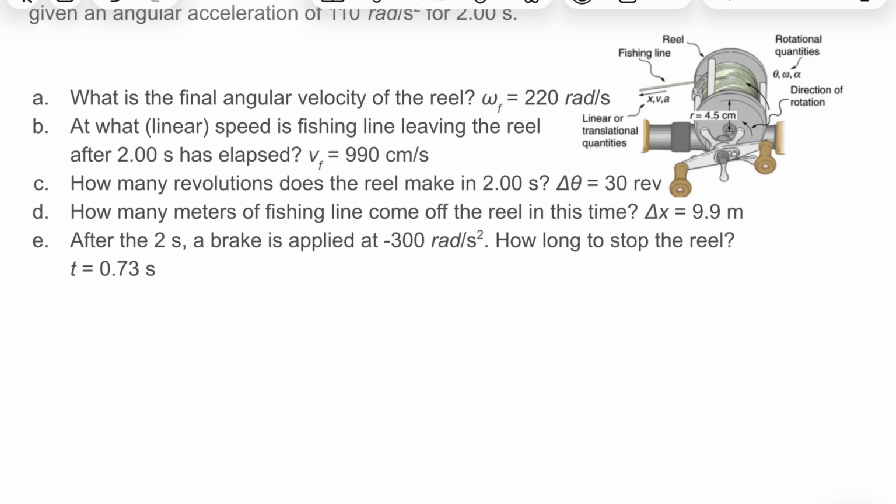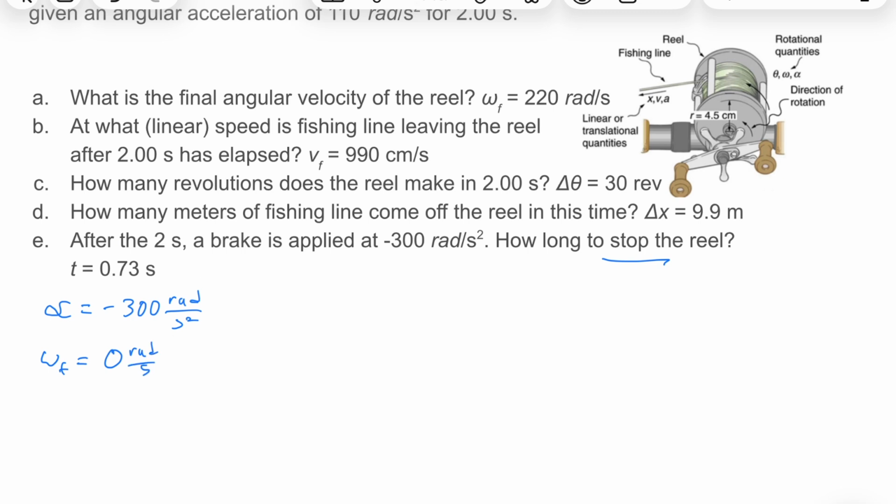All right, and finally, let's think about after that 2-second time interval, if a brake is applied to the line and that brake is negative 300 radians per second squared in angular acceleration, then how long will it take the reel to stop? So we're considering here that we have a brake or an angular acceleration of negative 300 radians per second squared. We know that we're going to stop at 0, so our final angular velocity during this time interval will be 0 radians per second.